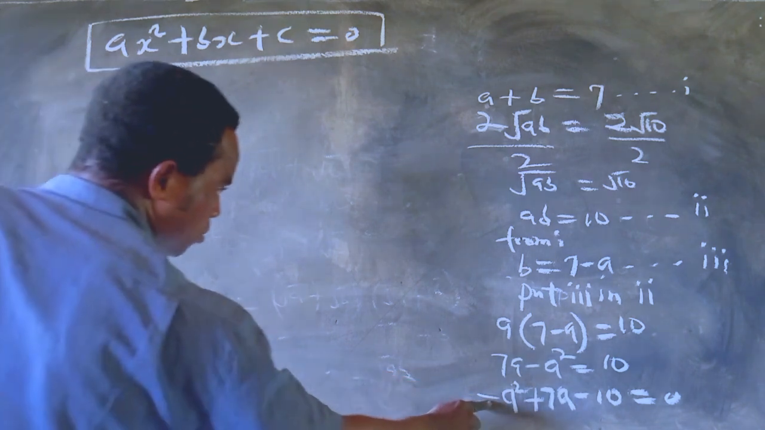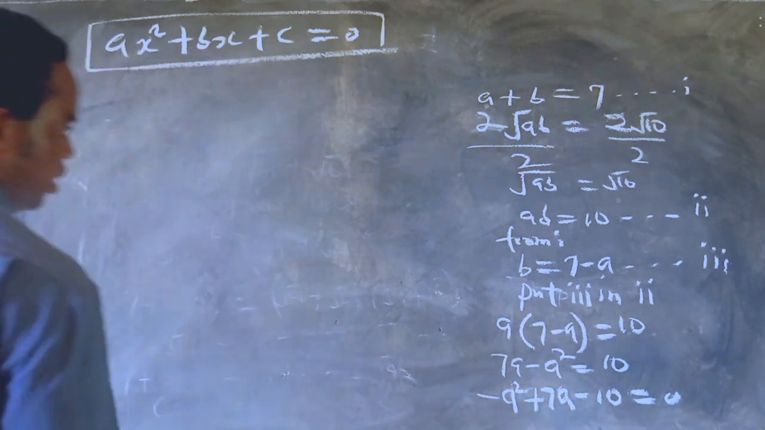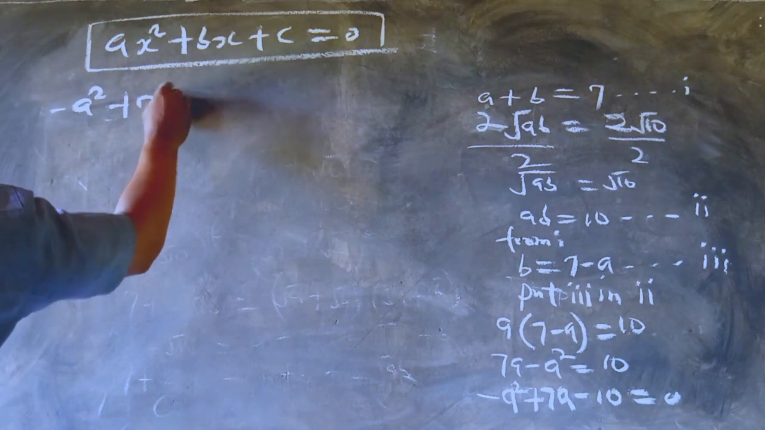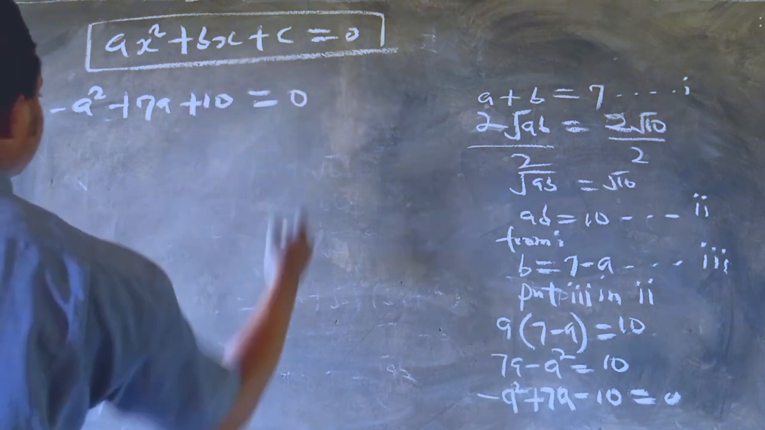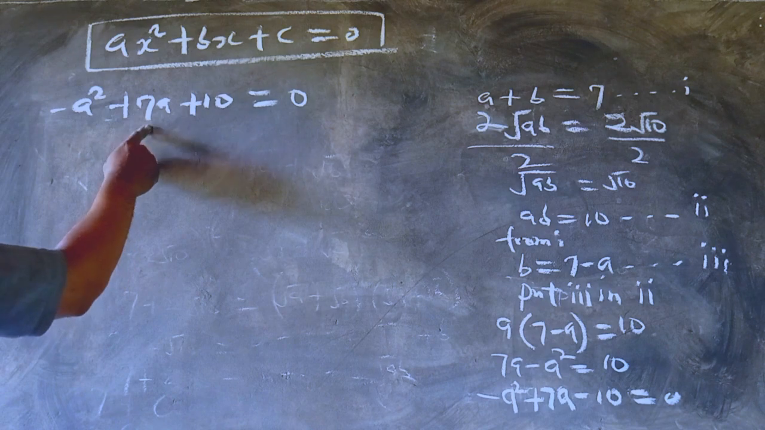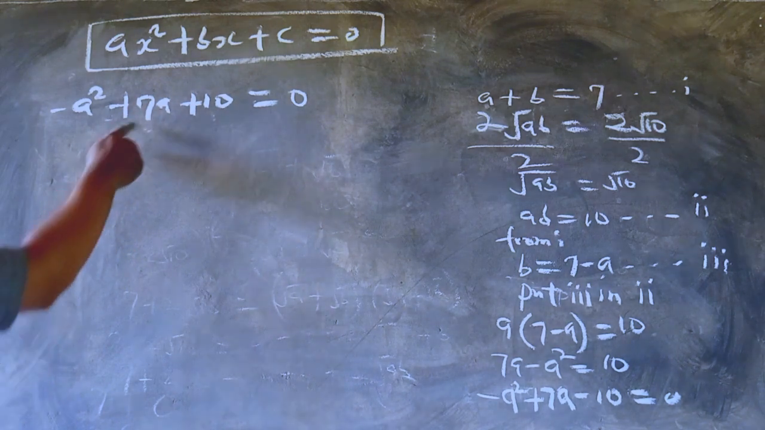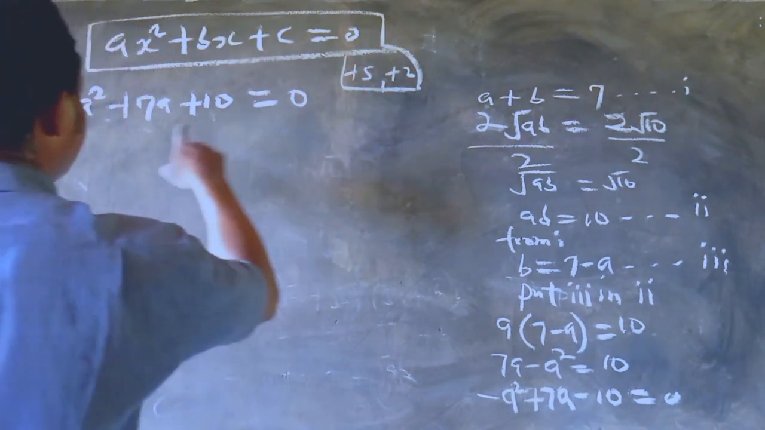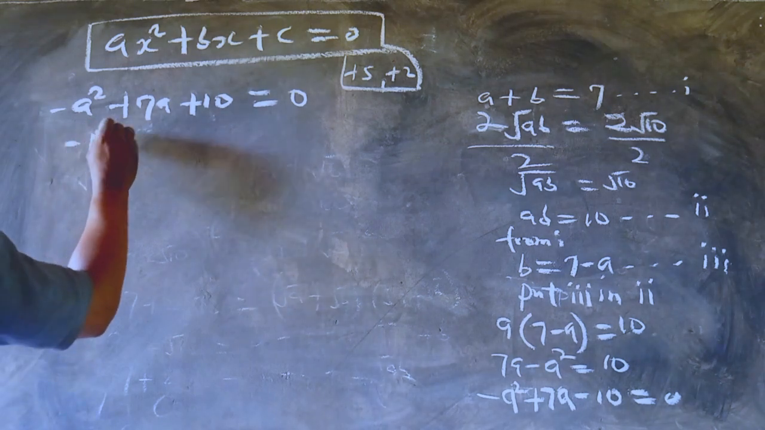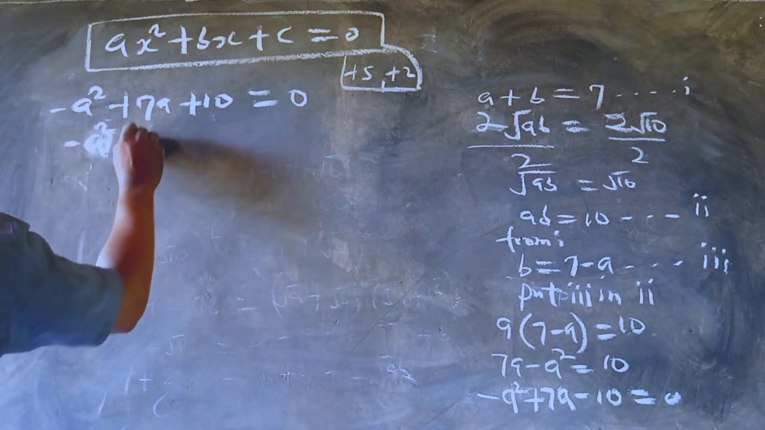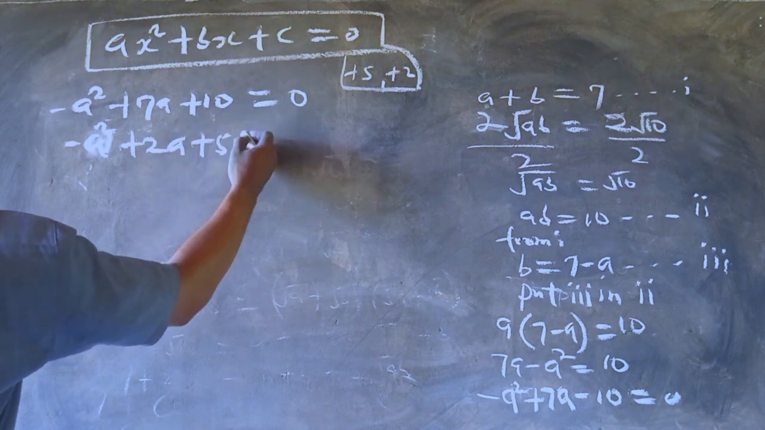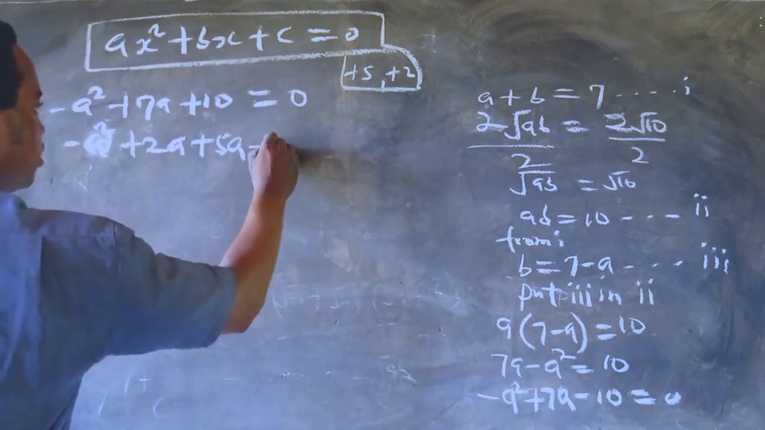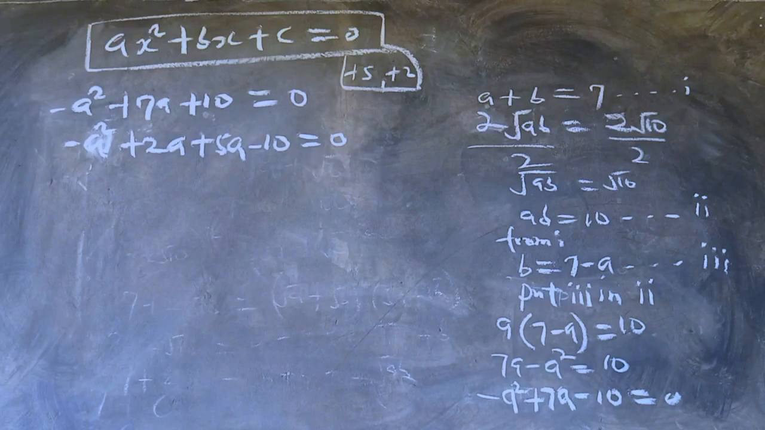So we can factorize this. But first we have to multiply the c component there by minus 1, which is the coefficient of a squared. So we have minus a squared plus 7a plus 10 equals 0 plus 10. You see that? So what factors will multiply to give plus 10 and will add up to give plus 7? So plus 5 and plus 2 will do the magic. So we have minus a squared and plus 2a and plus 5a and plus 10. So we won't put plus 10, we'll put minus 10 that we have originally in the equation.